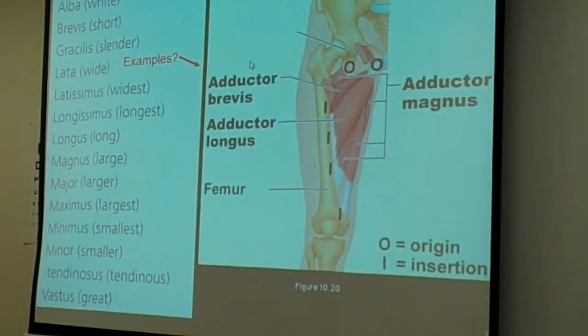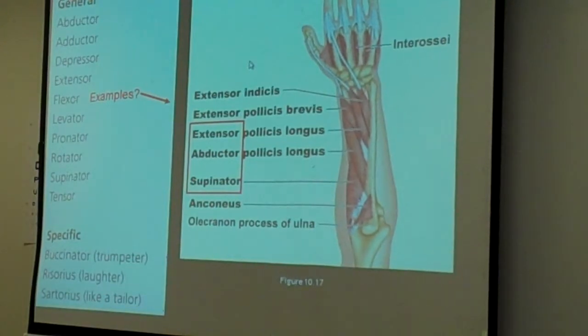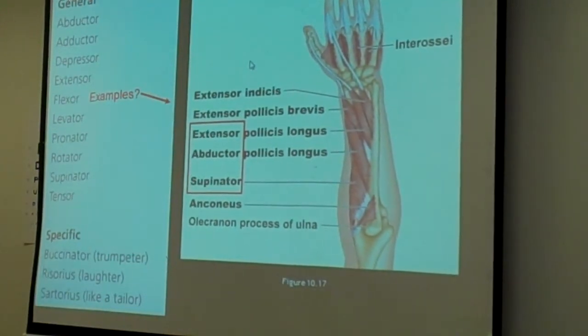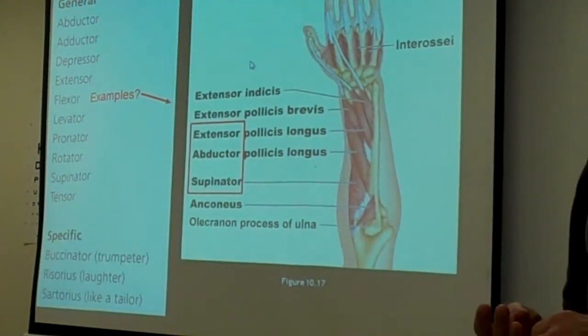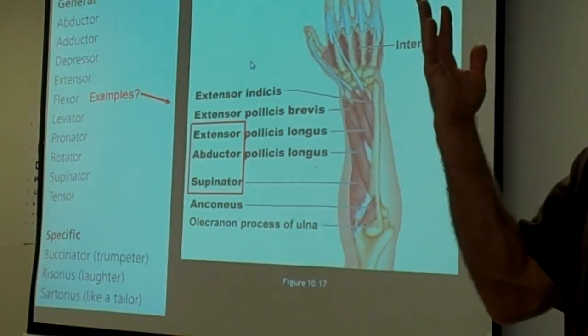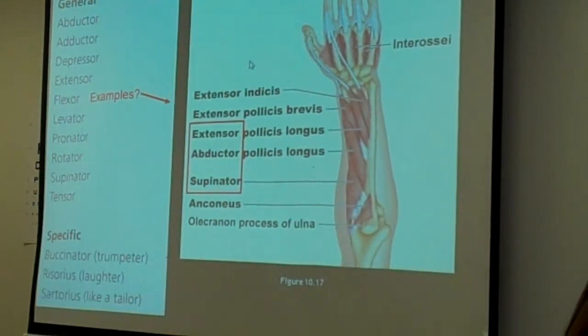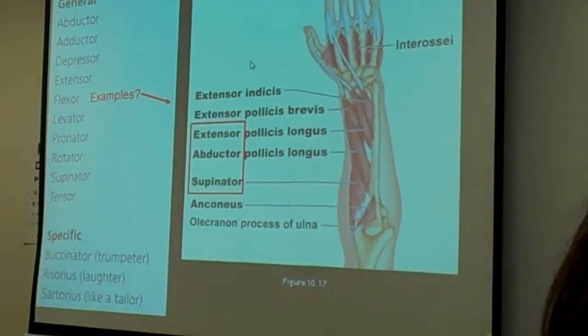And then lastly, action produced. Lots of muscle names tell you what they do. So the adductor group, the name tells you. The action is adduction. The only thing you would have to add is where. Is it adduction of the fingers? Is it adduction of the shoulders? Is it adduction of the hip? You have to be specific.